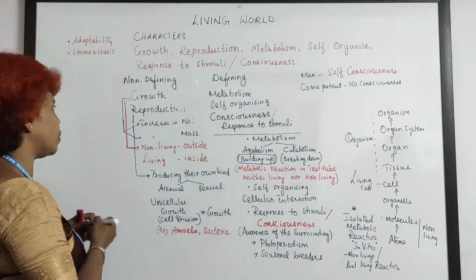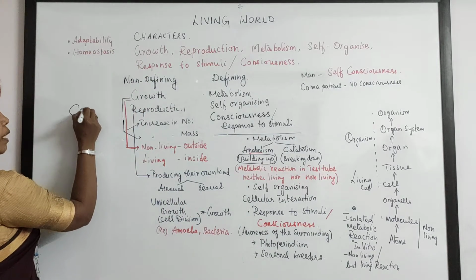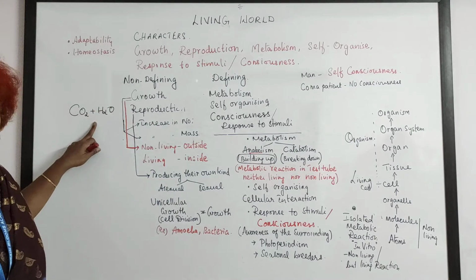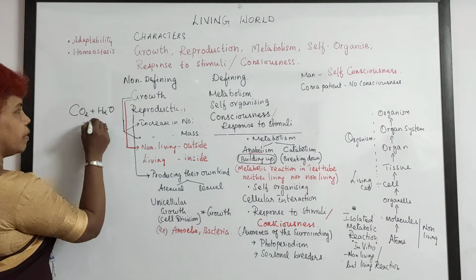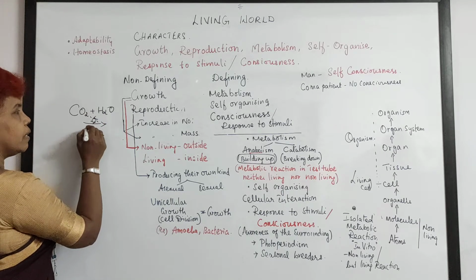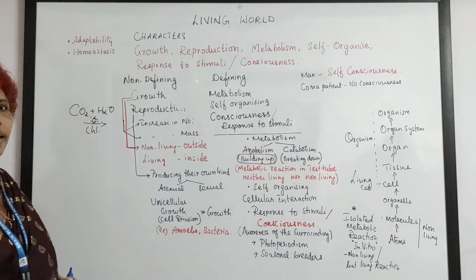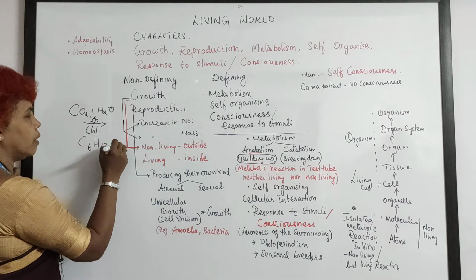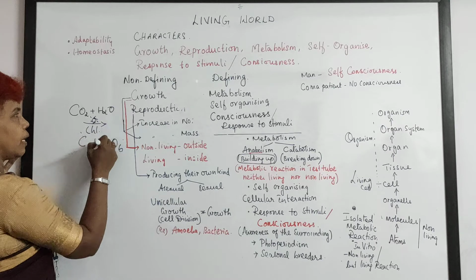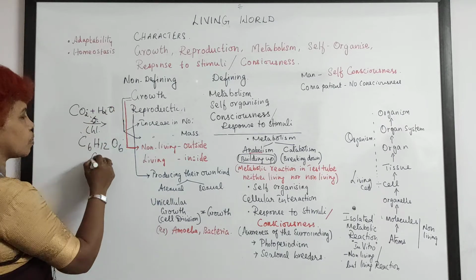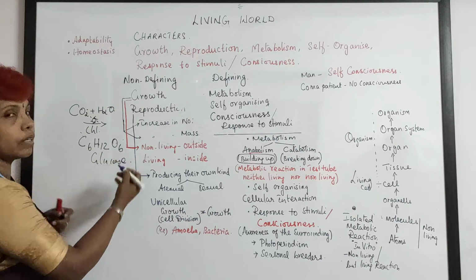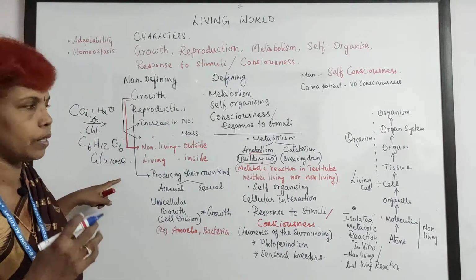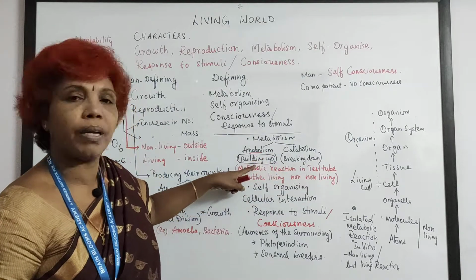For example, when you talk about photosynthesis, carbon dioxide plus water, in the presence of sunlight and chlorophyll, collectively make C6H12O6. This C, H and O is glucose. Clear? So the small compounds are making a huge molecule, and that is building up.